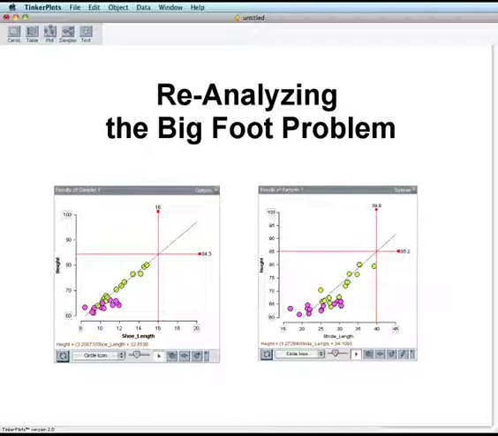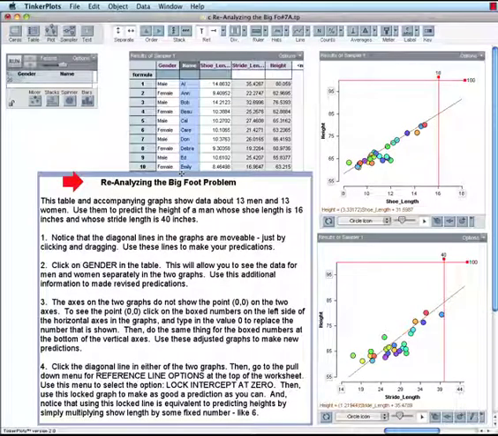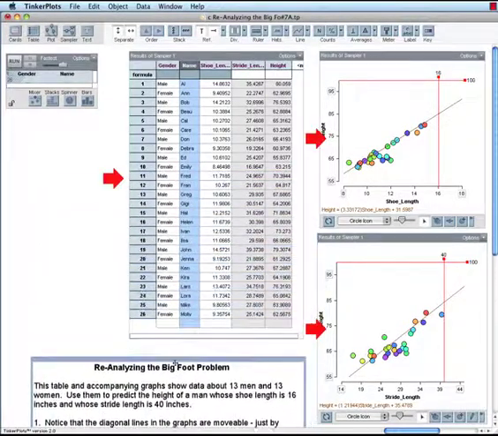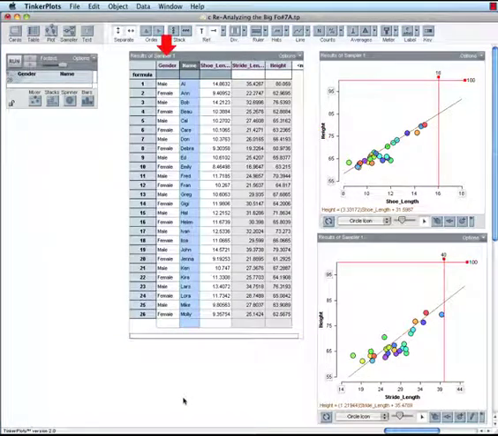The TinkerPlots worksheet that will be shown in this video is the one given in the homework assignment called Reanalyzing the Bigfoot Problem. This table and graphs show data about 13 men and 13 women. Your homework assignment was to use this table and graphs to predict the height of a man whose shoe length is 16 inches and whose stride length is 40 inches.